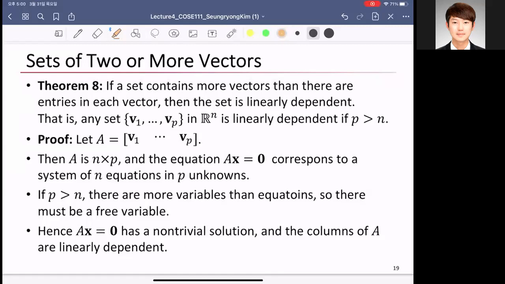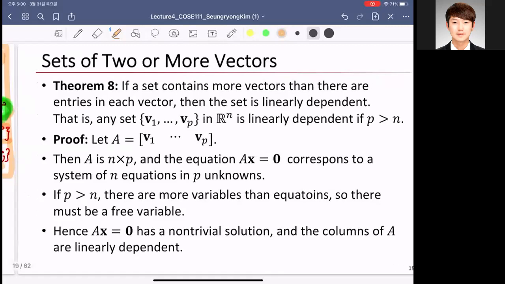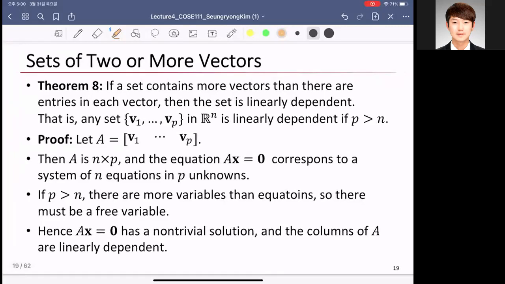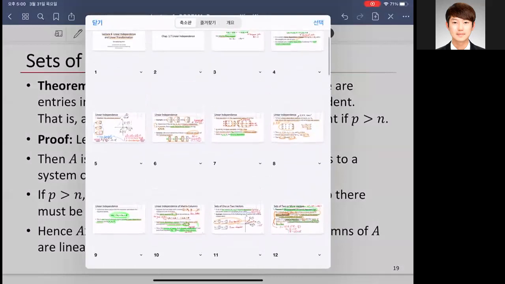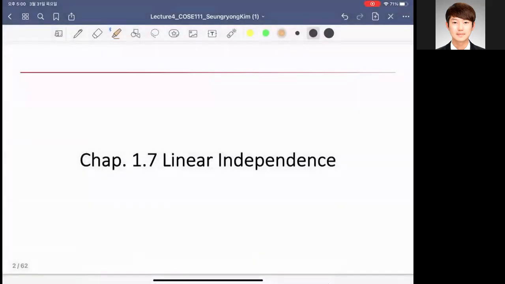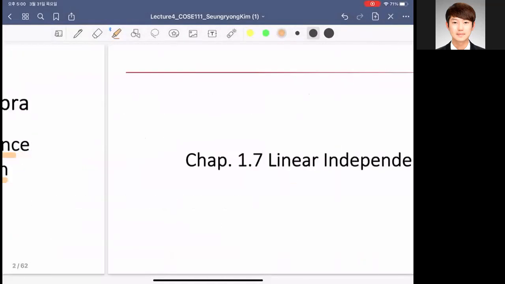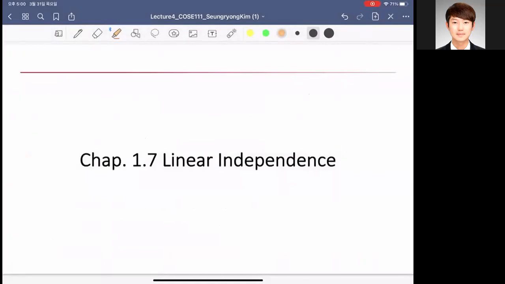In this lecture, we discuss what linear independence is and what a linear transformation is. So, let's recap. In lecture 4, we discussed chapters 1.7, 1.8, and 1.9.